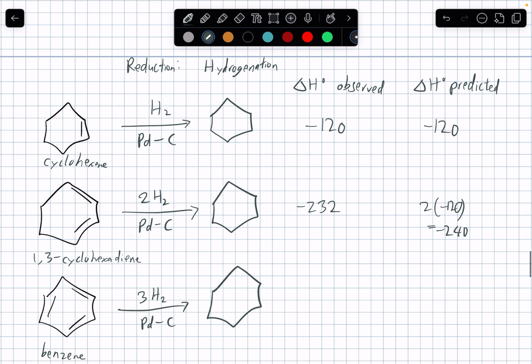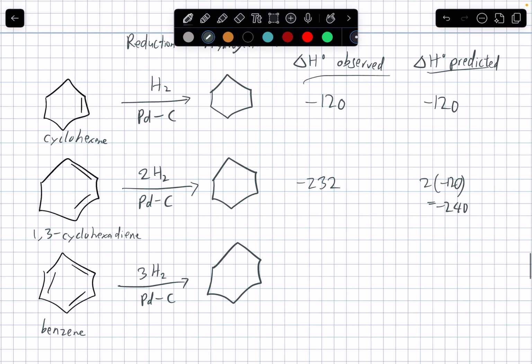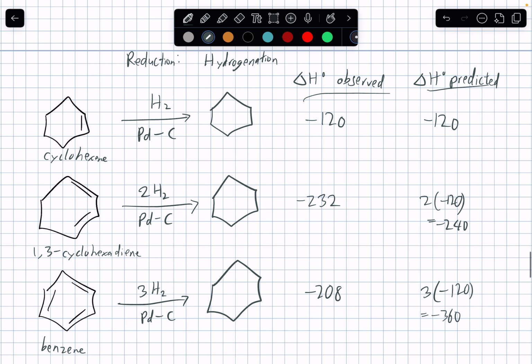Essentially, the higher the difference between this and this, the more stable the starting alkene is. Here, what is observed is negative 28. What is predicted is just 3 times negative 120. So moral lesson, basically, the bigger the difference, the higher the stability. Benzene is the most stable in comparison to the rest that's shown. Delta H is the heat of hydrogenation.